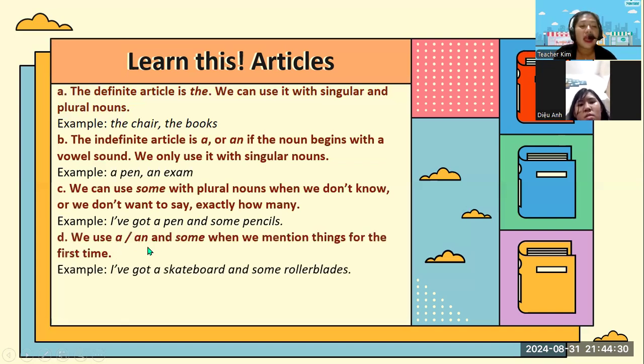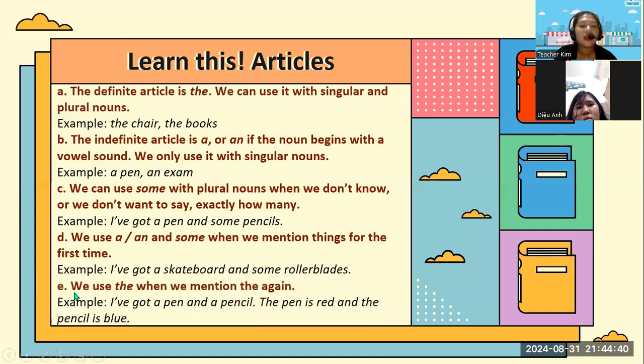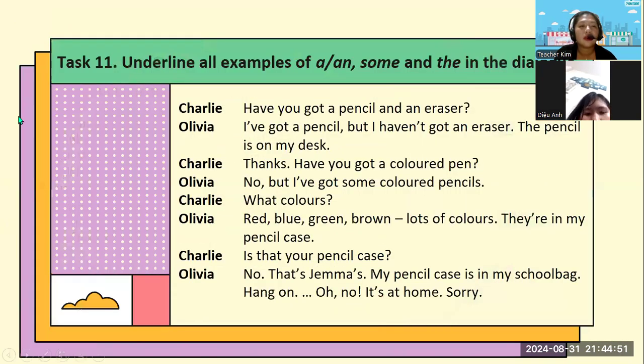Then we use a and some when we mention things for the first time. Example, I've got a skateboard and some roller blades. Then letter E, we use the when we mention them again. Example, I've got a pen and a pencil. The pen is red and the pencil is blue.